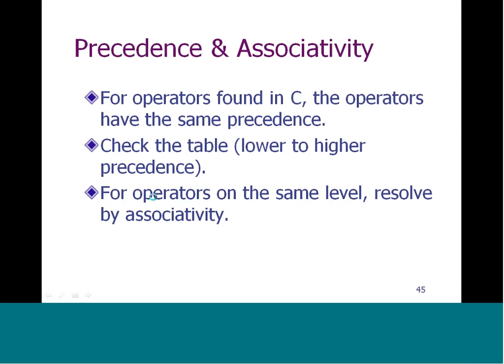Basically, the rules are fairly simple. Essentially, for all the operators found in C, the operators have the same precedence as in C. So this includes plus, minus, multiplication, division, etc. And then you can check a table for the lower to higher precedence. I'll talk about that table in the next slide. And then operators at the same level are resolved by associativity. So there are two ways: one is the table which goes from top to bottom, and then we also have some rules regarding associativity, which is used to resolve operators at the same level.